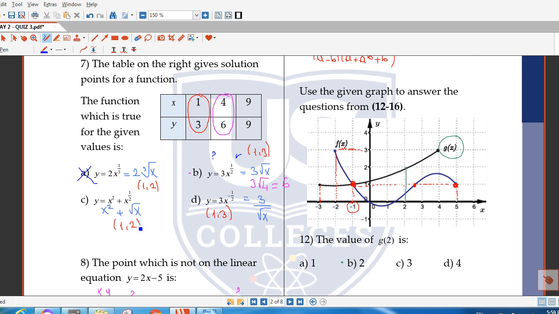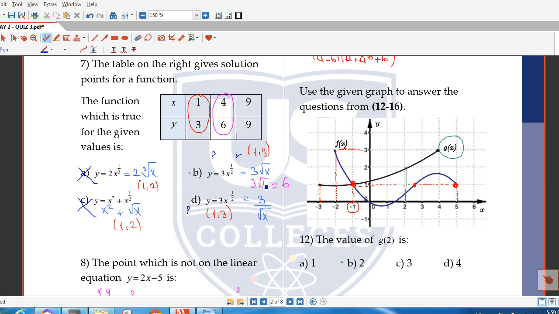1 plus 1 will be 2, but it should be 3 according to the table. If I write 1 for x, 3 over 1 is 3, so I am between two choices, B or D. Let me use 4 and 6. Writing 4 instead of x has to give me 6.